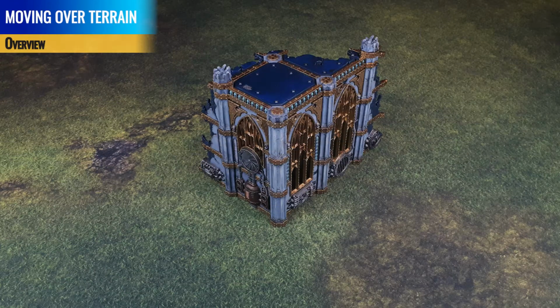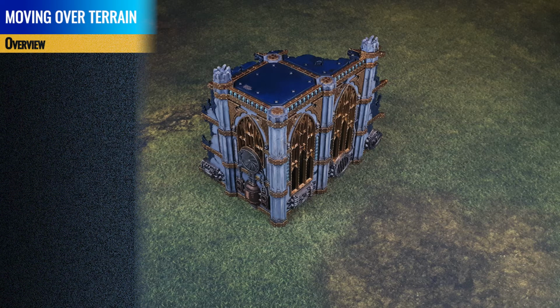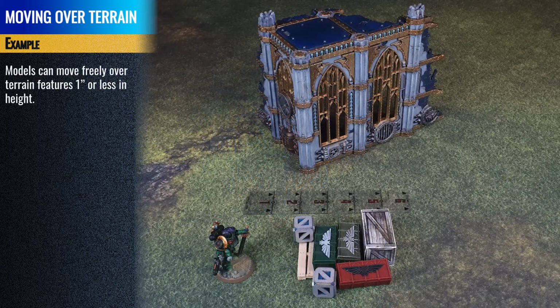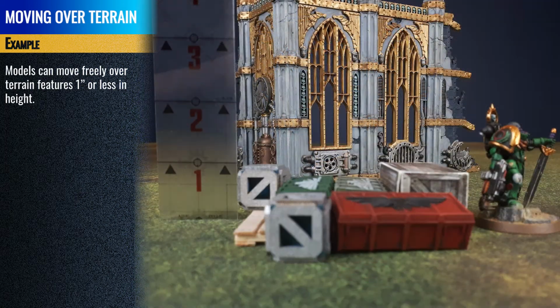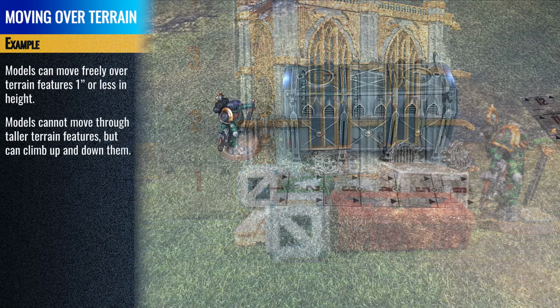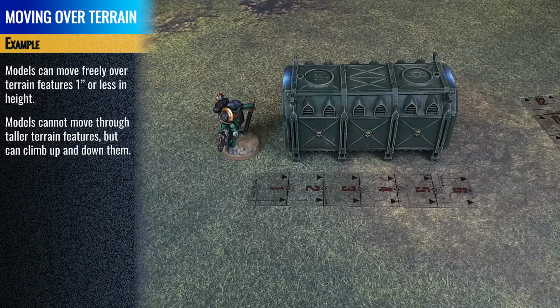Terrain has its own subset of rules which impact the way models interact with it. For the purpose of this series, it's largely inconsequential, since the focus is on understanding the core mechanics of how games are played. In general terms, models cannot move through terrain, only over them, unless otherwise specified. The example used in the core rules is models can't move through a wall, but can climb over it. Firstly, we should establish that models can move freely over terrain features 1 inch or less in height. This is often the case with scatter-style terrain.